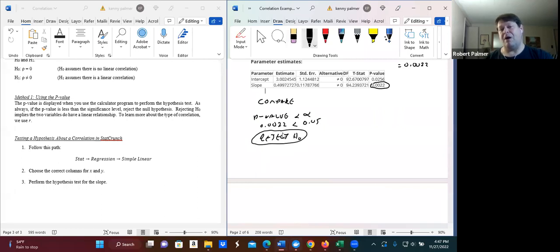So we can reject the null hypothesis because there's enough evidence to support a claim of a correlation. There's enough evidence to support a claim there's a correlation between the data.